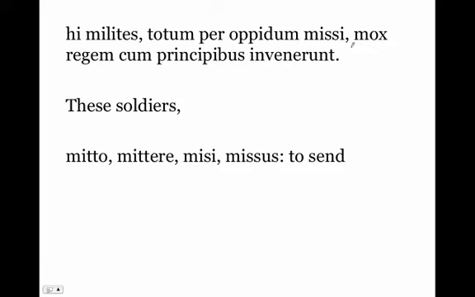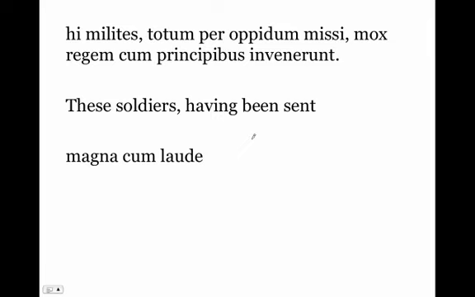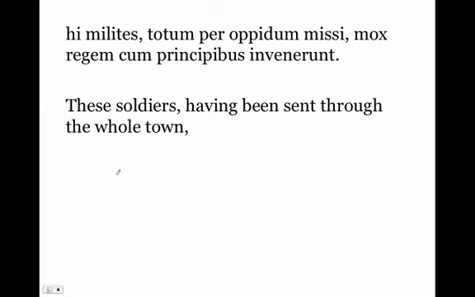Mitto, mittere, misi, missus. Look at that. The double S there, this is the past participle, sent, having been sent. These soldiers, having been sent, where were they sent? Totum per oppidum. Remember, when you have a preposition with a noun and an adjective, the normal word order is adjective, preposition, noun. And so, magna cum laude, with great praise, totum per oppidum, through the whole town, having been sent through the whole town.